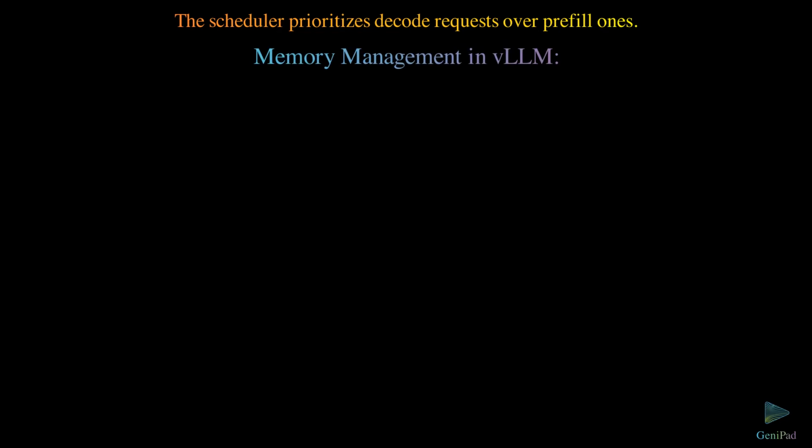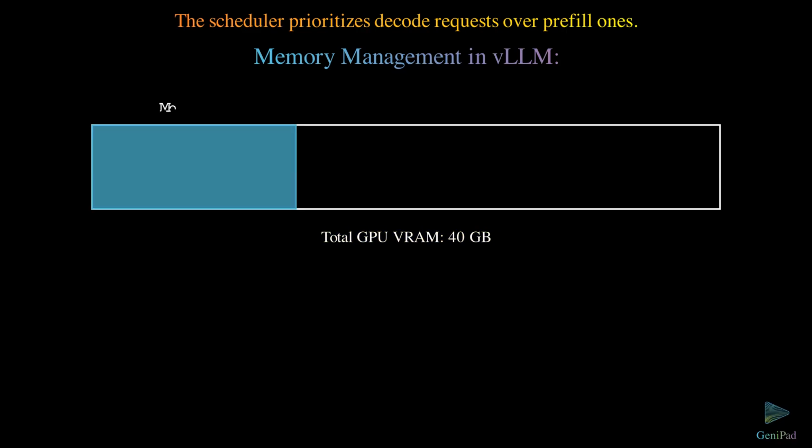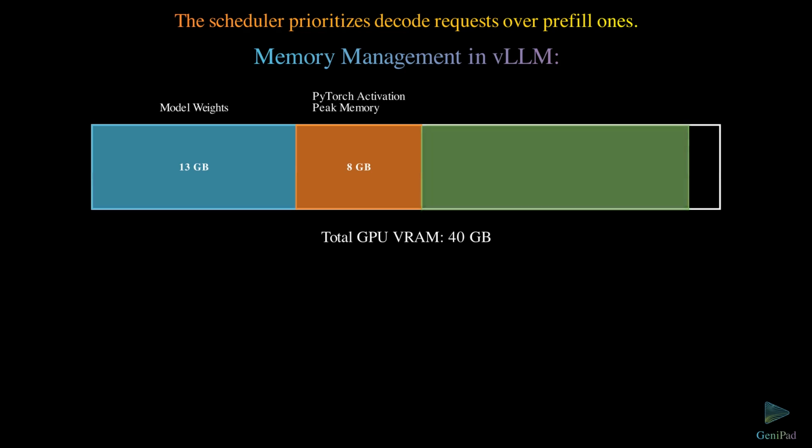Let's look at memory management. Suppose we have 40 gigabytes of memory. What resources need to be allocated when loading a model into it? The first allocation is for the model's weights. In this example, it's 13 gigabytes. PyTorch temporarily uses memory for activations during computation, for example in prefilling, and this represents the peak of that usage. The remaining GPU memory is reserved for KV caches. We will deep dive into this section later. Some memory is also taken by system components like CUDA kernels and drivers outside of PyTorch.